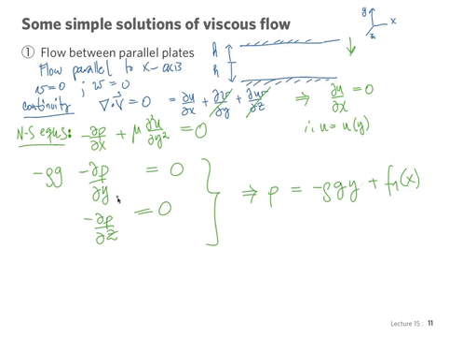These two equations tell me that p has to be a linear function of y multiplied by rho g, and possibly there could be a function of x there. Basically, this only tells us that pressure varies hydrostatically in the y direction. It's no news.